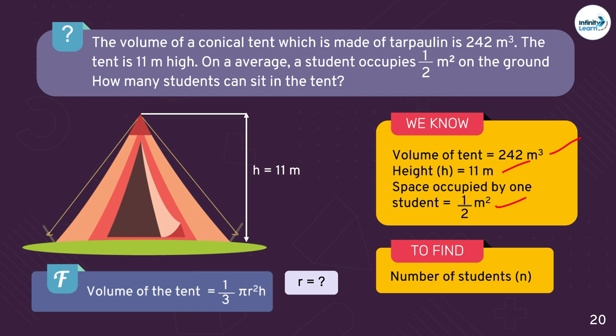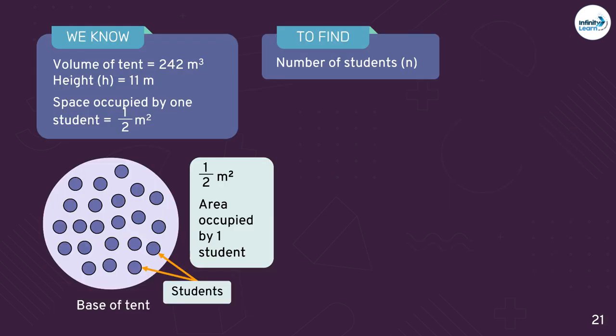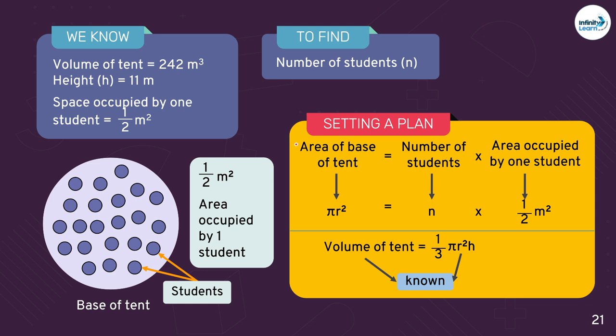Okay, how many students will fit in the tent? Look, the formula is area of base of tent. We need this because they are going to lie on the base. So area of base of the tent will be equal to number of students into area occupied by one student. This is the basic concept of this question. Area of base is equal to number of students into area occupied by one student.